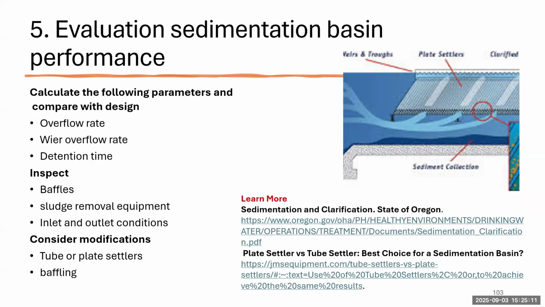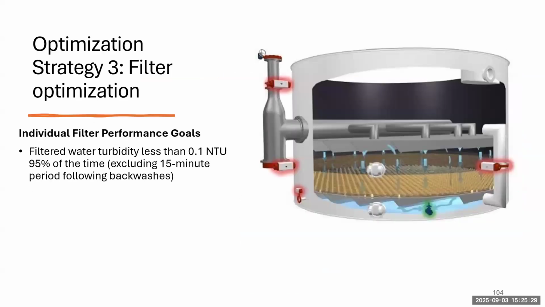And there's a couple of great documents here. Sedimentation and Clarification from the state of Oregon is a very good document. And then there's a little article here about plate settlers versus tube settlers, and that might be worth reading. Basically, plate settlers work better, but they're harder to install. Tube settlers are easier to install, but don't quite work as well because they restrict the flow of the water.